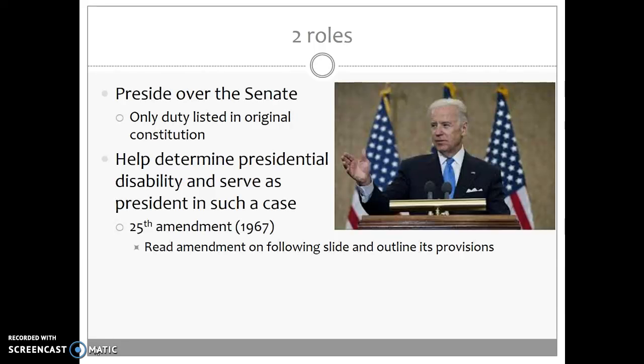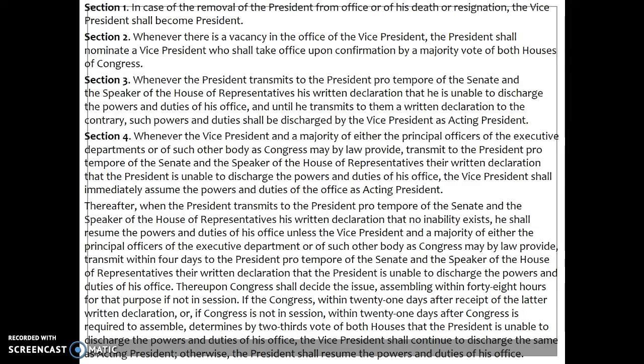The 25th Amendment, which was passed in 1976, set up how presidential succession would work. So this next slide details that, and we've looked at this in class. There's section 1 about if the president has to be removed from office because of death or resignation, the vice president will become president. And then each of the following sections goes into detail about what will happen if something happens to the vice president.